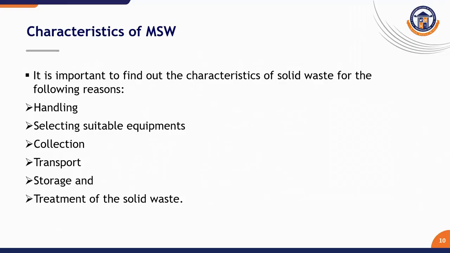Then transport. High moisture waste may require leak-proof trucks. Dusty or hazardous waste needs covered or sealed vehicles. Then storage bins must be of proper capacity and material, for example, plastic, metal cans, etc. This helps prevent contamination and odors. The last one is treatment of the solid waste. Composting is suited for organic waste. Incineration is better for dry, high calorific value waste. And recycling depends on material purity.